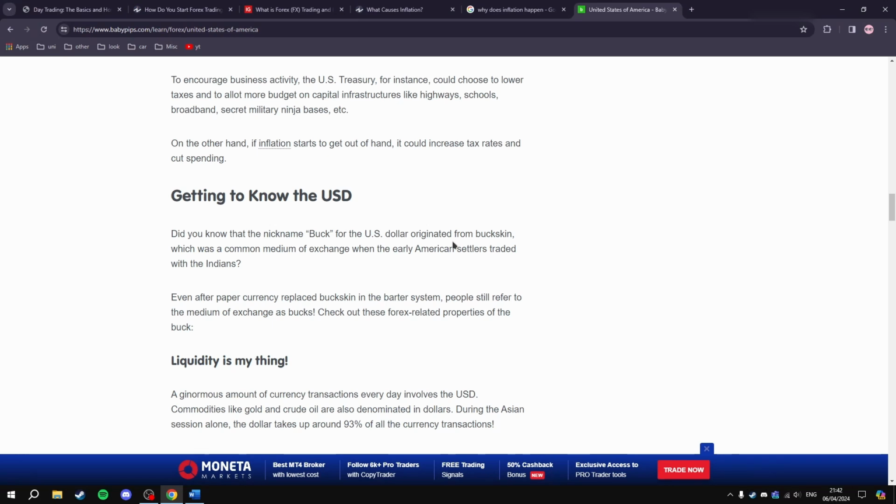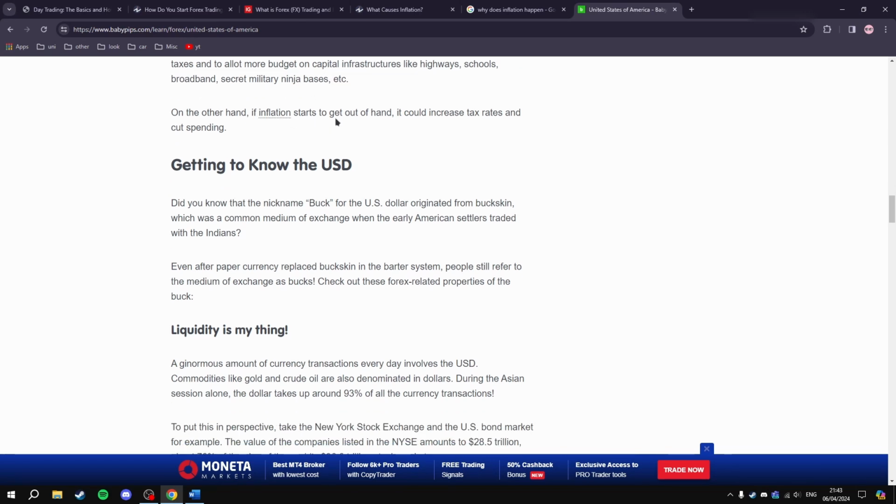To encourage business activity, the US Treasury, for instance, could choose to lower taxes and to allot more budget on capital infrastructures like highways, schools, broadband, secret military ninja bases, etc. On the other hand, if inflation starts to get out of hand, it could increase tax rates and cut spending.